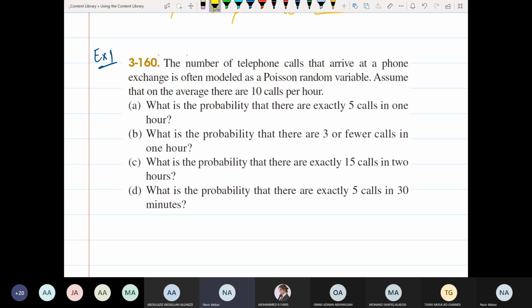The question says that the number of telephone calls, this is your variable, that arrive at a phone exchange is often modeled by a Poisson distribution. So X is modeled by a Poisson distribution, and this yellow highlighted thing is your X, number of telephone calls per. The unit is not mentioned yet. The unit will be mentioned in the question.